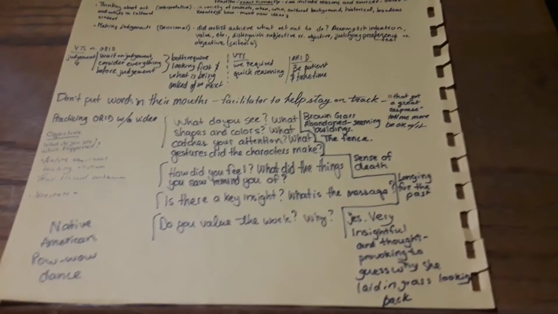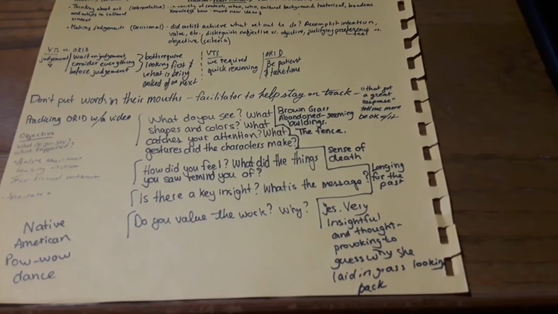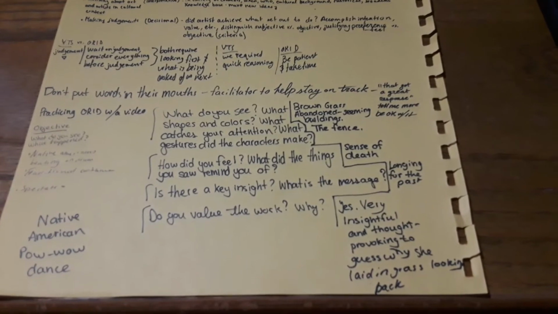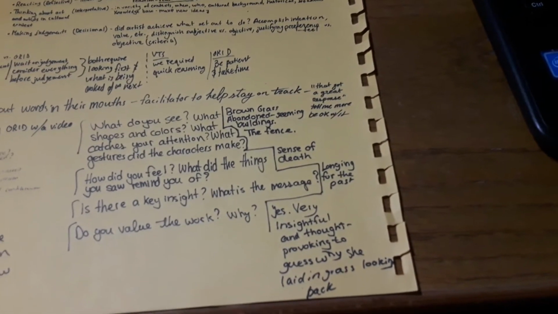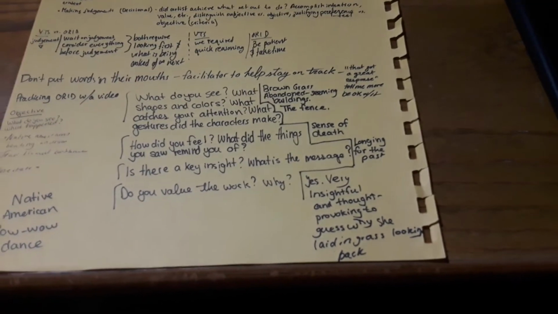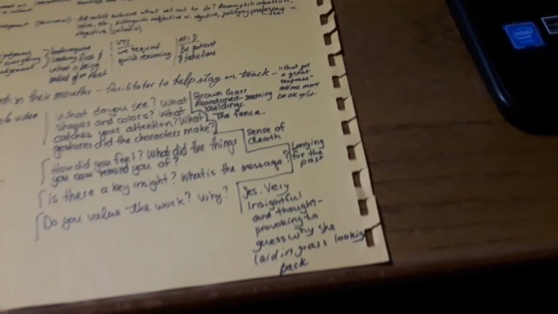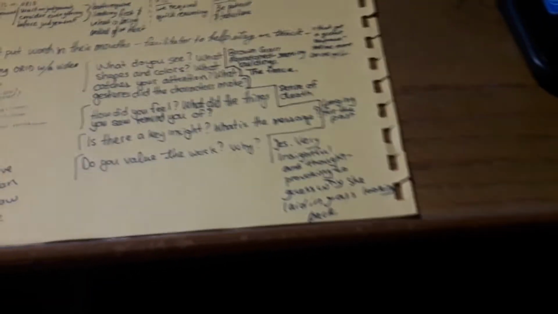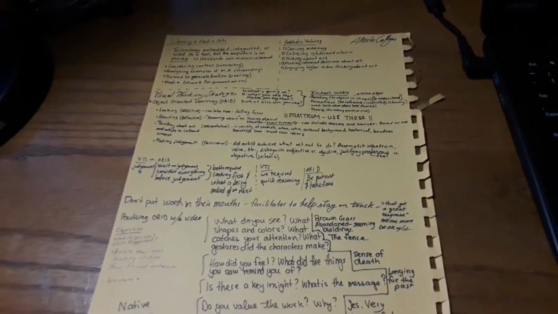How did you feel? What do the things you see remind you of? I got a sense of death, a sense of a concentration camp, but also a sense of midwestern prairies after a tornado. Is there a key insight? What is the message? Longing for the past is what I got from it. Do you value the work and why? Yes, it's very insightful and thought-provoking to guess why she laid in the grass looking back at her house. So that's aesthetic valuing and visual thinking strategies.